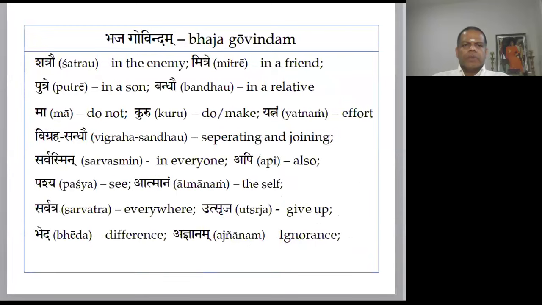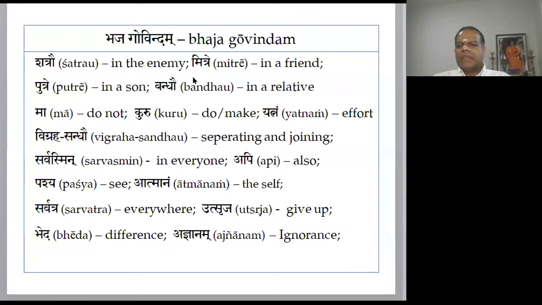Now let's look at the word-to-word meaning. The first word is Shatrav. The simple noun for that is Shatru. Shatru means an enemy. Shatrav is the seventh vibhakti, or the seventh noun form, of the word Shatru. That means in the enemy. So, in the enemy is Shatrav.